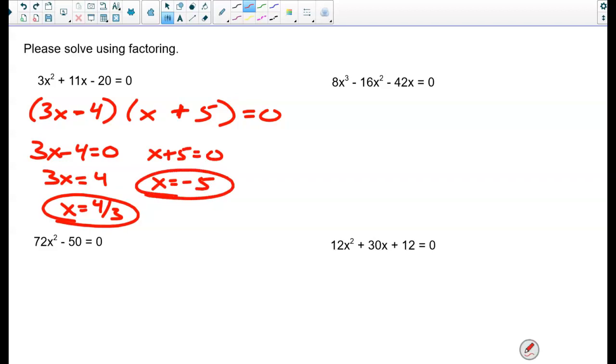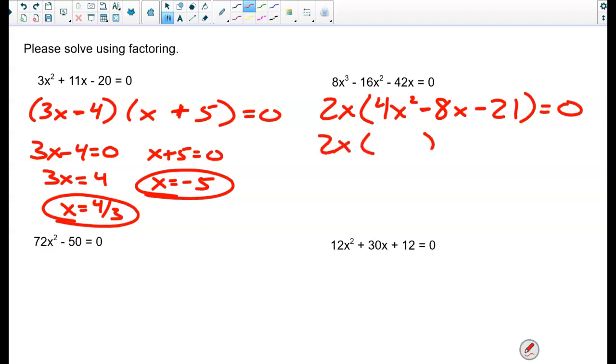Okay, now my second problem clearly does have a GCF. And that GCF is 2x. Anytime you have an x cubed, I'd be looking to get an x out. So 4x squared minus 8x minus 21 equals 0. And now I go to my two parentheses and I bring the GCF down.